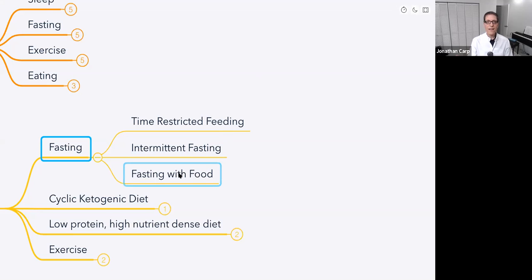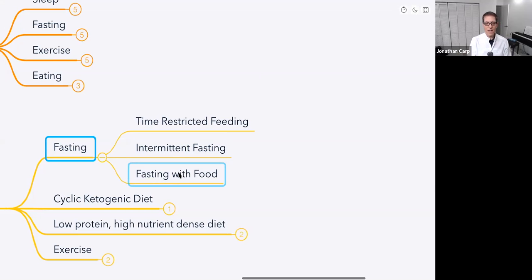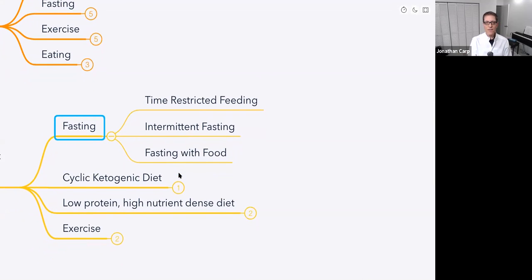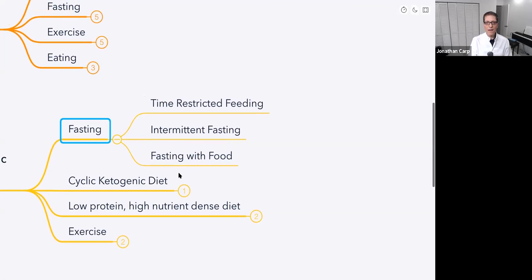Then there's fasting with food. Now, fasting with food sounds crazy. Like, how can you fast with food? But there is a center at USC called the Center of Study of Gerontology, which is a study of aging.